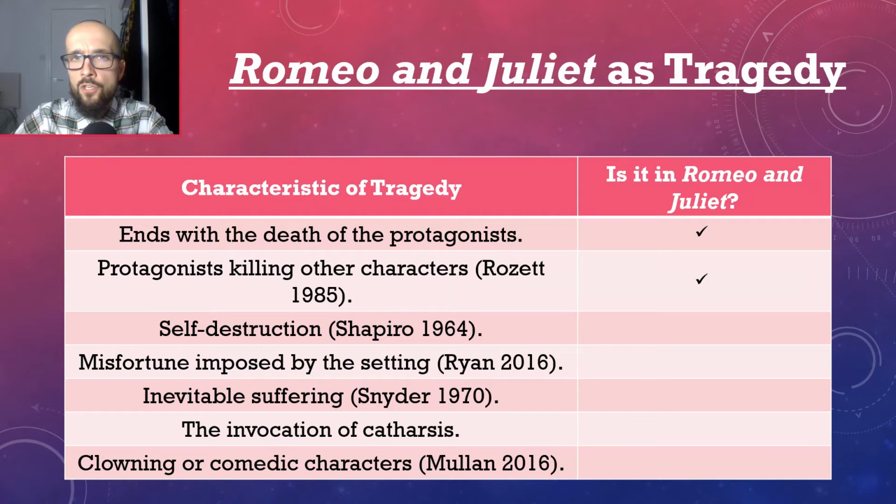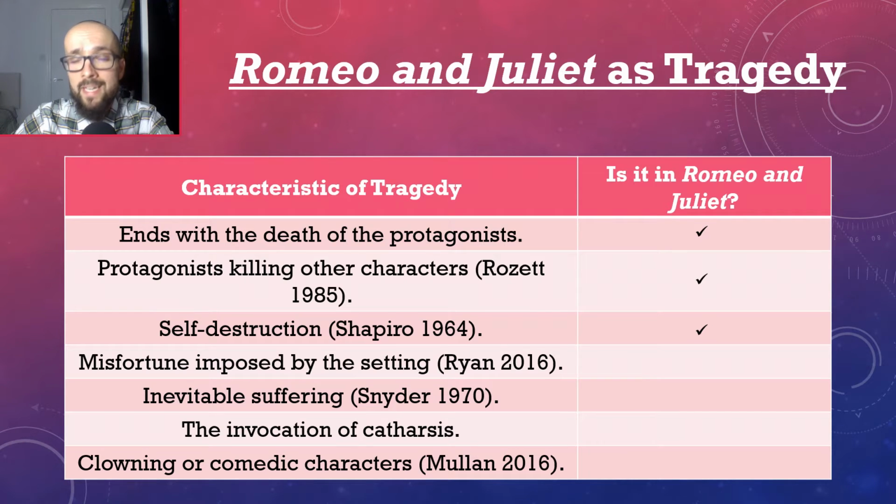Does Romeo and Juliet include a ritual of self-destruction, a characteristic of tragedies identified by Stephen A. Shapiro? To an extent, yes. It could be argued that Romeo's rashness is partially responsible for the misfortune he experiences, whereas both of the play's protagonists kill themselves, a very literal sort of self-destruction.